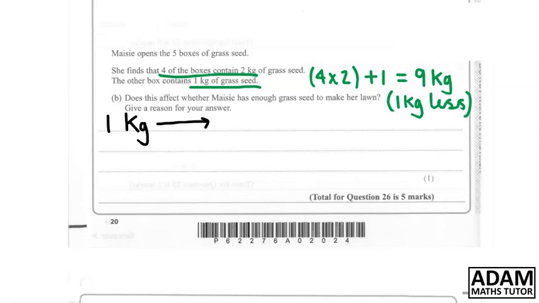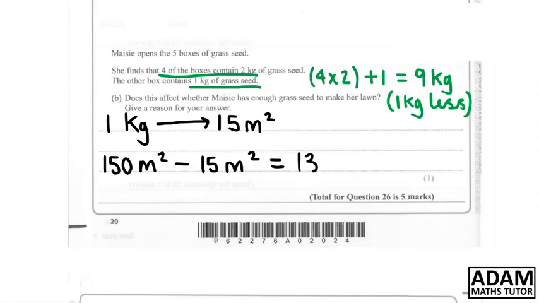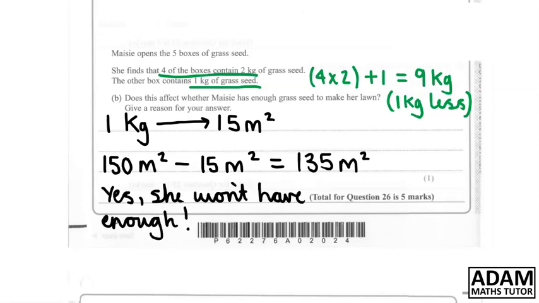So remember, we know that 1 kilogram will cover 15 meters squared. So if I was able to cover 150 meters squared, but now I have 1 kilogram less, so take away 15 meters squared, that will now mean that I can only cover 135 meters squared. So yes, this will affect her answer. She won't have enough because 135 is less than the 140 which she needed.